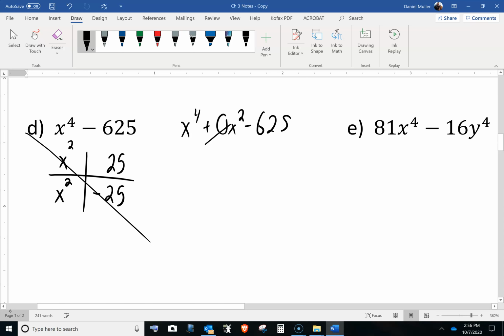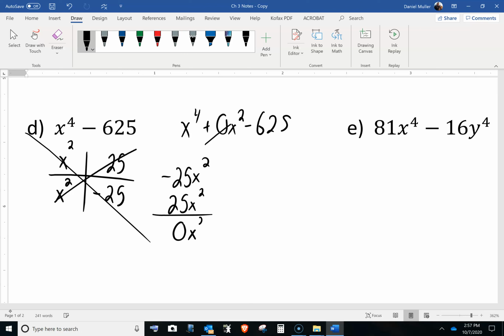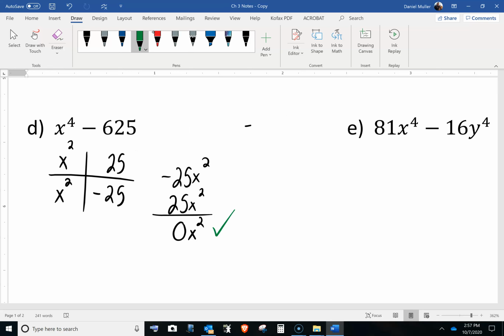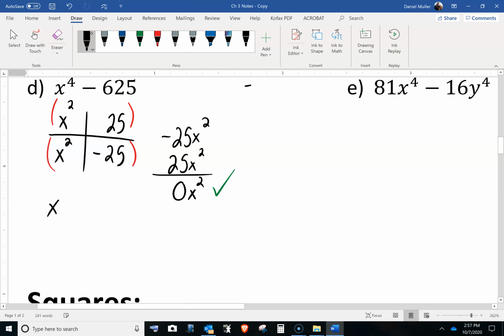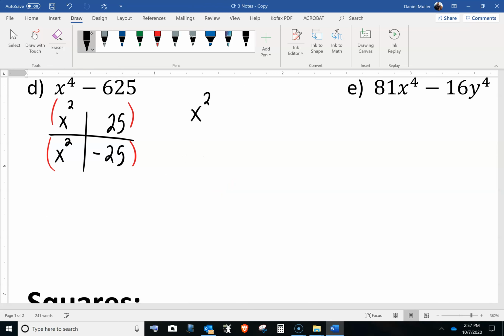So if I do my diagonals, that's going to be x squared times negative 25 is a negative 25x squared, and that's going to be a positive 25x squared. And if you add them, you're going to get a 0x squared, and yeah, I do have 0 for the inside. So there's my factoring here. So x squared, actually maybe I'll move this here. So I have x squared plus 25 and x squared minus 25.